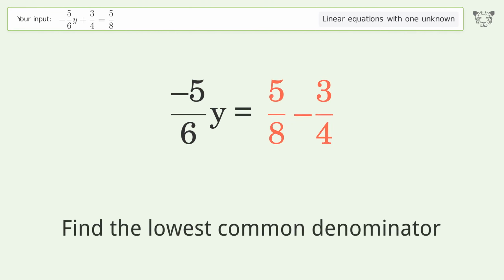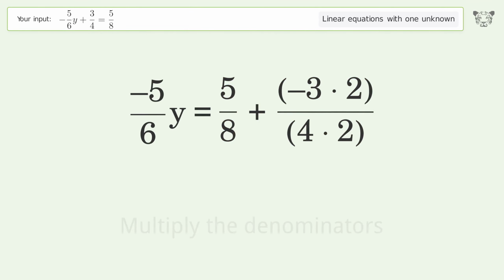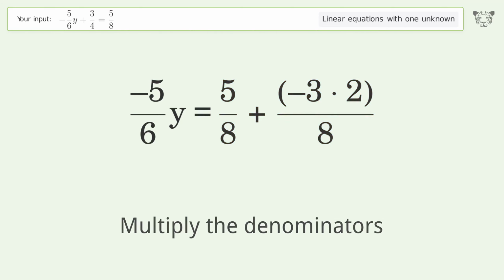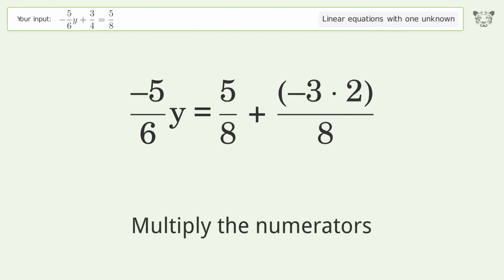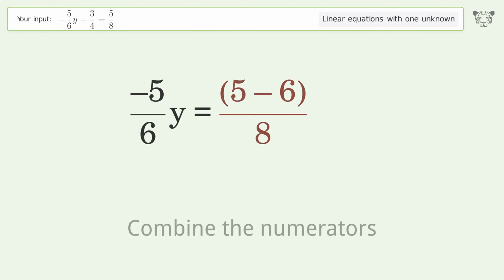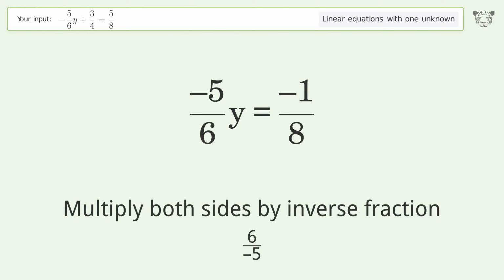Find the lowest common denominator. Multiply the denominators. Multiply the numerators. Combine the fractions. Combine the numerators. Isolate the y. Multiply both sides by inverse fraction 6/5.